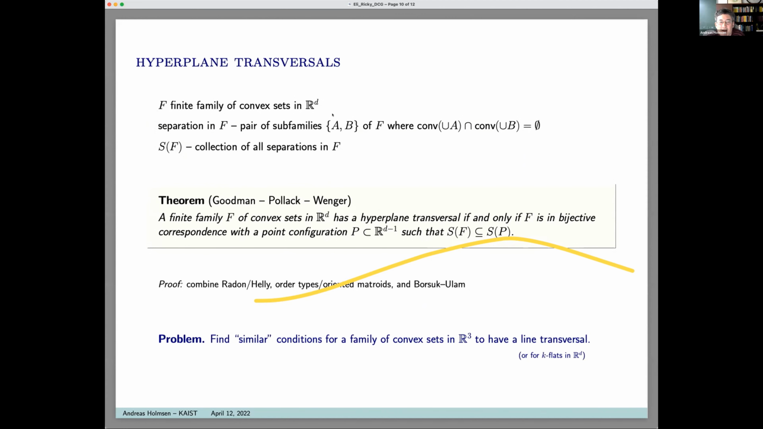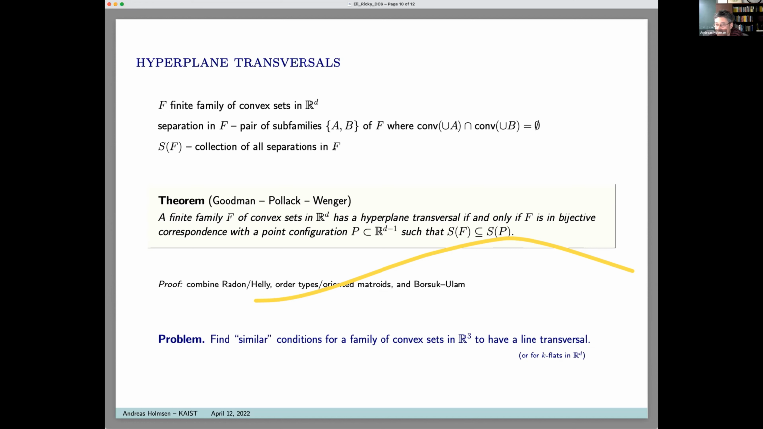Let F be a finite family of convex sets, and a separation in F. By that, I mean a pair of subfamilies A and B, such that you can separate the members of A from the members of B by some hyperplane. This is called a separation, okay? And then for this family of convex sets, I'll let SF denote the collection of all possible separations. So this SF is just the combinatorial data that records all possible separations that I can see in my family.